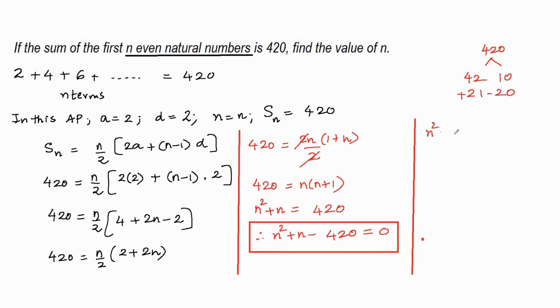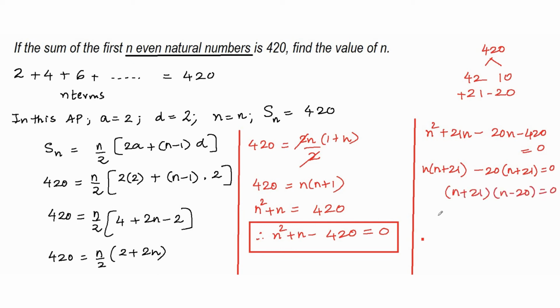So I get n square plus 21n minus 20n minus 420 is equal to 0, which means n into n plus 21 minus 20 into n plus 21 is equal to 0, and therefore n plus 21 times n minus 20 is equal to 0. This implies n is equal to negative 21 or positive 20. Now again, we discard the negative option because there cannot be a negative number of terms, and therefore the value of n is equal to 20. The sum of the first 20 even natural numbers is going to be 420. So let me again pause for a few seconds before I move on to my next one.